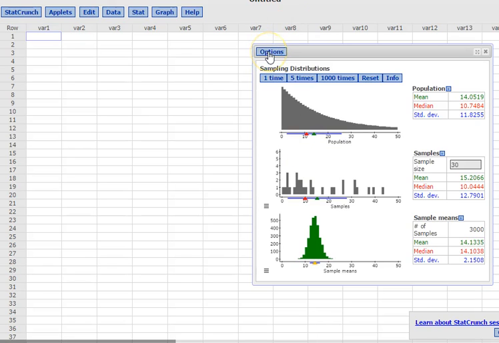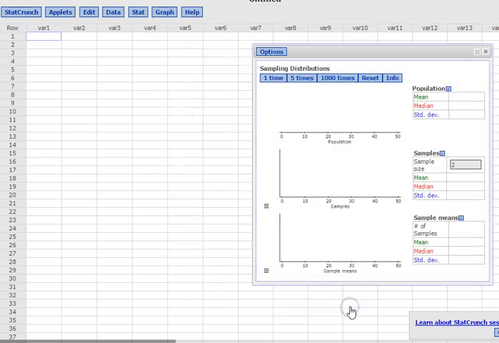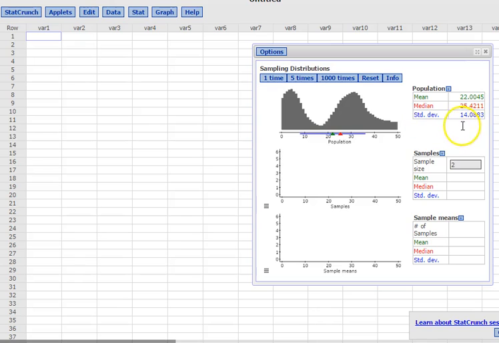Okay, so let's take a look at another. What if I just wanted to draw my own weird looking population? Okay, so I'm going to draw my own. I'm going to make something that looks very distinctly bimodal, maybe, and then with a little bit of right skew on top of that. Okay, so here's what my population looks like.